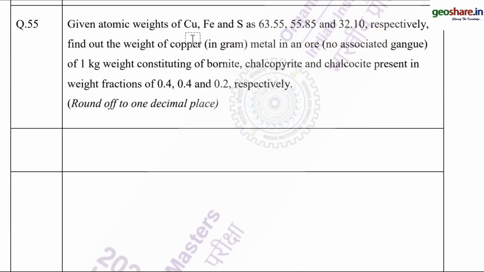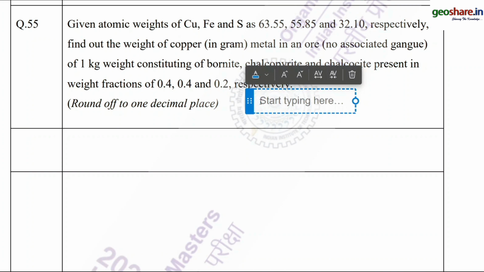Given atomic weights of copper, iron, and sulfur as 63.55, 55.5, and 32.10 respectively, find out the weight of the copper metal in an ore of 1 kg weight consisting of bornite, chalcopyrite and chalcocite present in the weight fractions 0.4, 0.4 and 0.2 respectively. Answer 0.02 to 3.0.